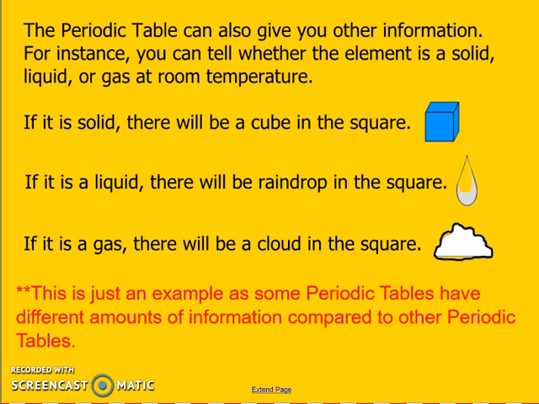Your periodic table also has some other symbols or information. For example, if you see a solid cube in the square, that means that that element is solid at room temperature. If there's a little raindrop, that means it's going to be a liquid at room temperature. And if there's a cloud, that means it's a gas at room temperature. Now this is just an example. The one that you have has these symbols. Not every periodic table has the same amount of information.